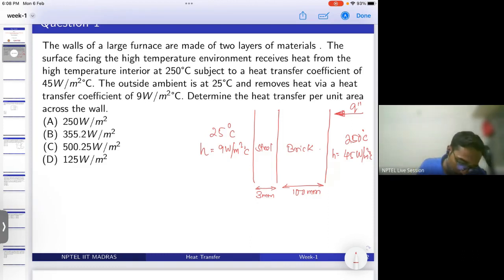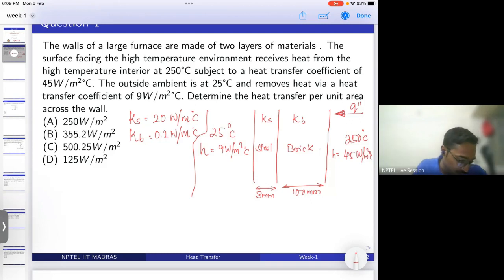And also the thermal conductivities are missing. So you can write this as Ks, that is K of steel, and also K of brick. K of steel you can take as 20 watts per meter degree Celsius or meter Kelvin, and thermal conductivity of brick is 0.2 watts per meter Kelvin. So I think all the data is necessary to find out the heat flux. So now you can start solving.